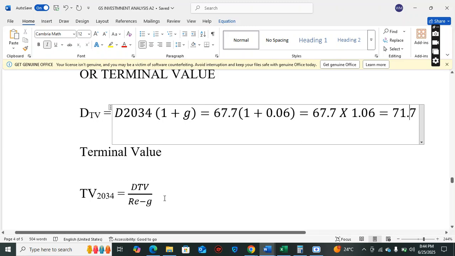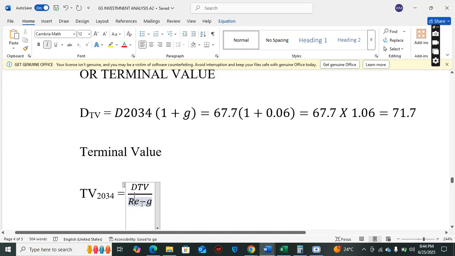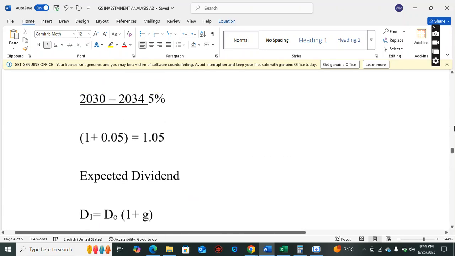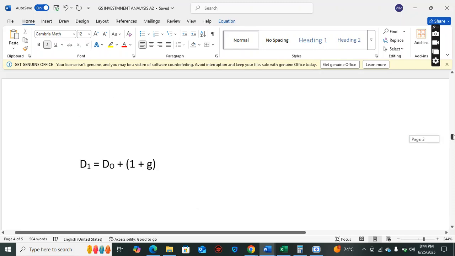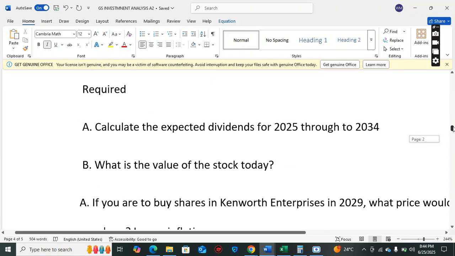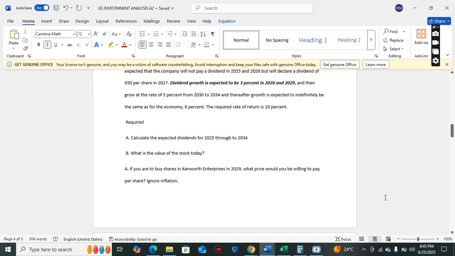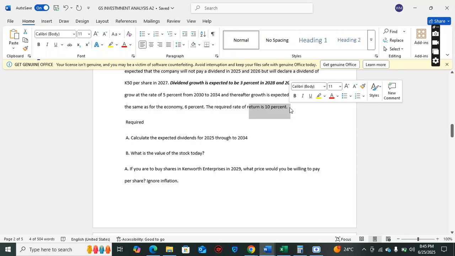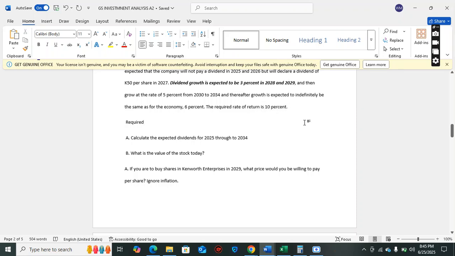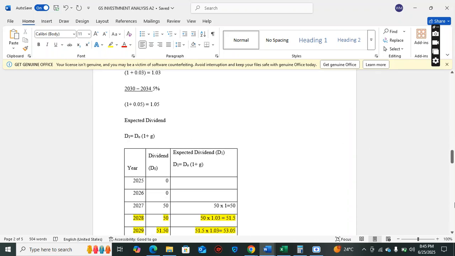Our required rate of return is the figure given to us in the question. The required rate of return is 10%, and this will be our discount factor.